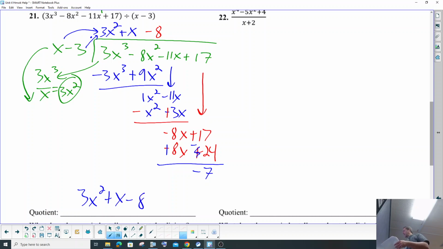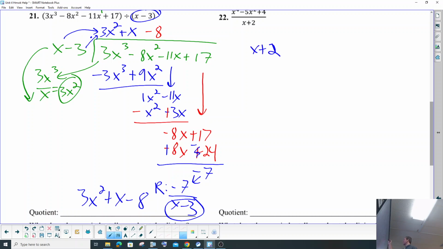And then we had minus 8 with a remainder of negative 7 over the divisor. And our divisor was x minus 3. So that's how we do that with remainder over divisor. Remainder over divisor, that x minus 3 came from up here. And that came from there. Okay, beautiful. So then we have x plus 2.